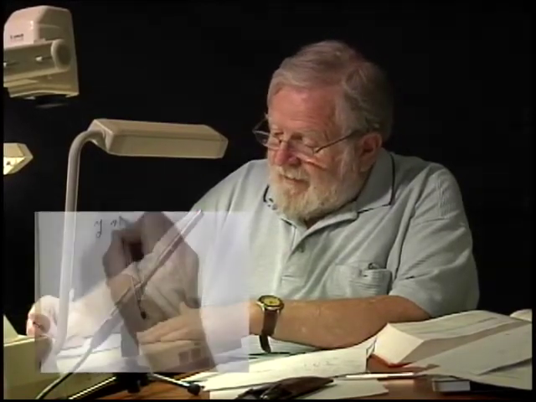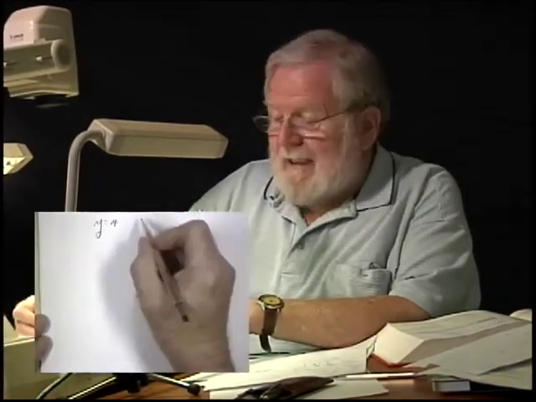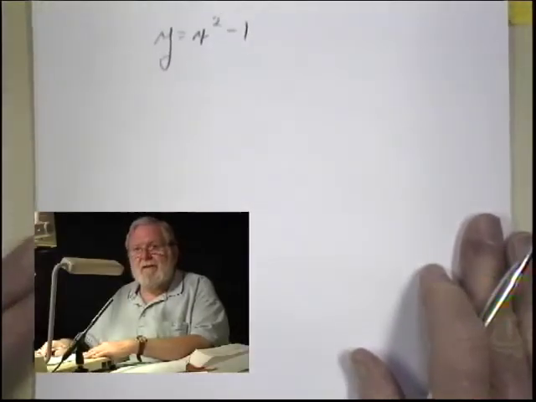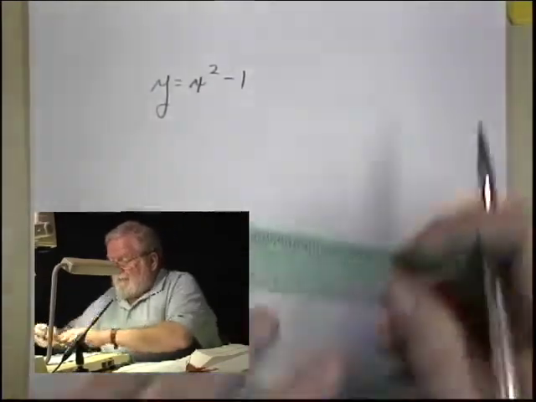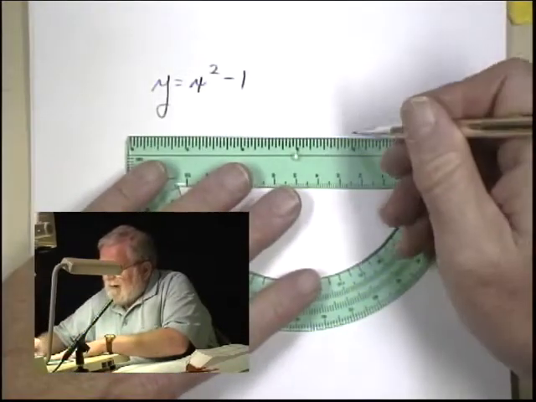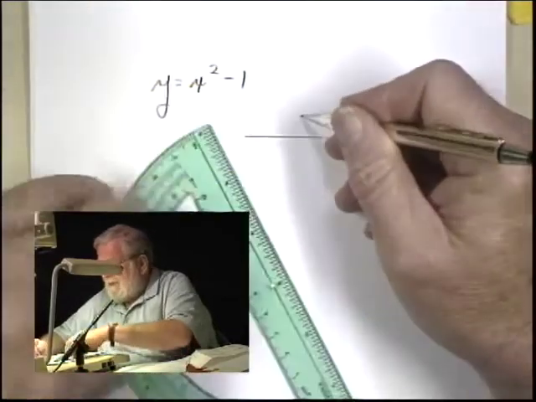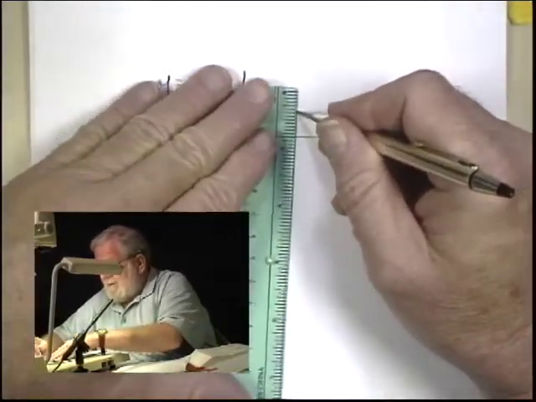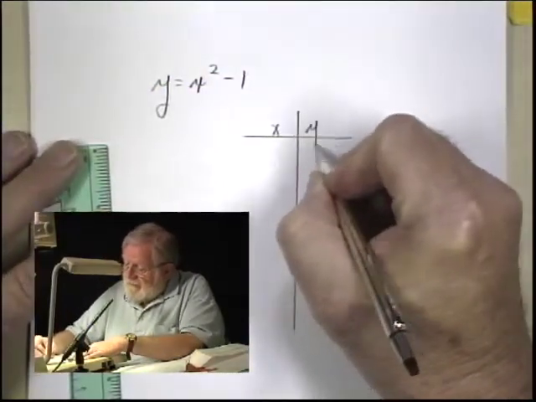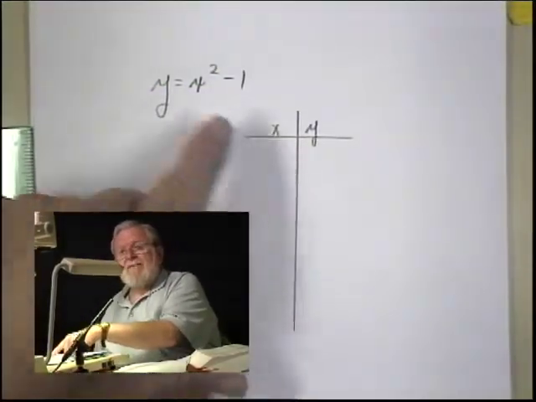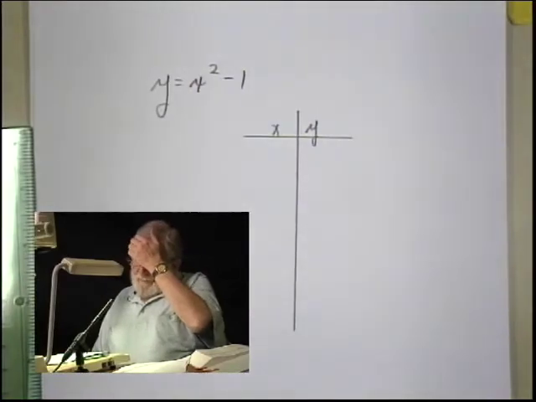Let's take a look at one more graph that's not going to generate a straight line. How about y equals x squared minus 1? Again, we're going to generate a table of ordered pairs. To graph this, we start by generating a table of ordered pairs. We do that by assuming an x value and calculating what the y value would be.